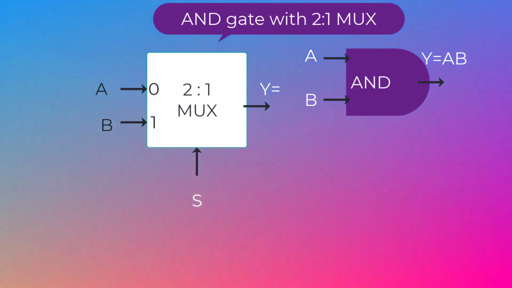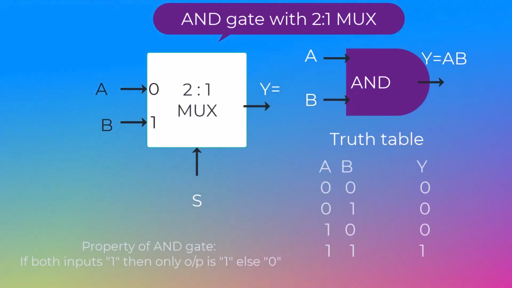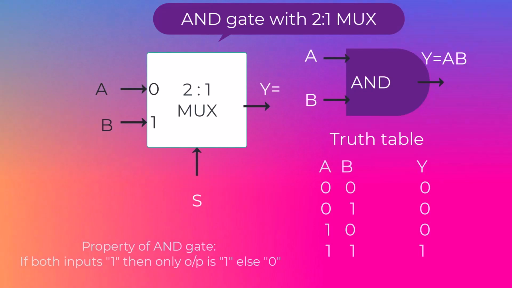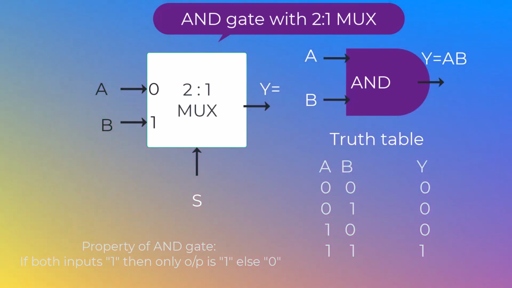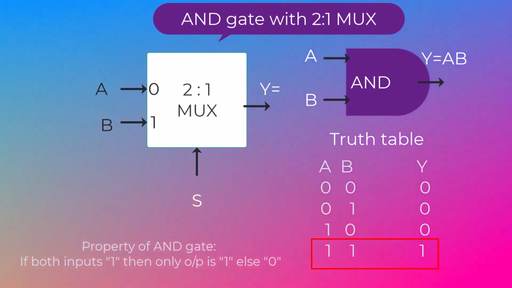With this knowledge, we will design the AND gate with a 2:1 MUX. You know that the logic diagram of this AND gate is like this. Inputs are A, B. The logic function is Y is equal to A dot B, that means the multiplication. Here the property of the AND gate is if both inputs are 1, then only the output is 1, else 0. See here the truth table which has inputs A, B, and the output is Y. In the last case only we have both inputs 1 and output is 1. In all the remaining cases it will be 0.